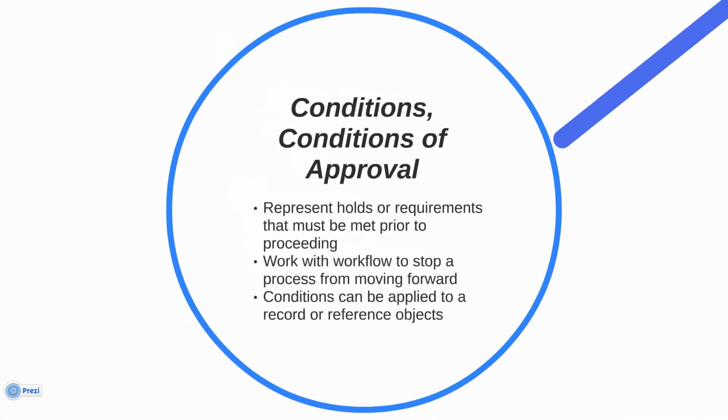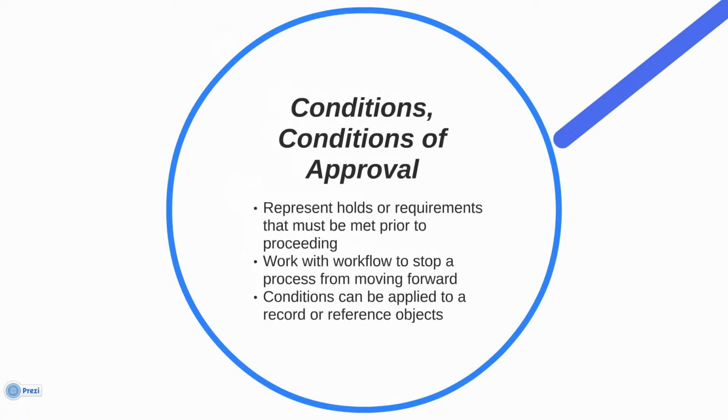Conditions and conditions of approvals. These can represent a couple of different things on a record, but most traditionally a condition will represent some sort of a hold, something that can stop the process from moving forward until it's met. This might be a lien on the property, a violation on an address. Maybe it is a hold on the general contractor. Maybe the general contractor's license has expired and they can't move forward until they are brought current. So it's things that can hold up the process.